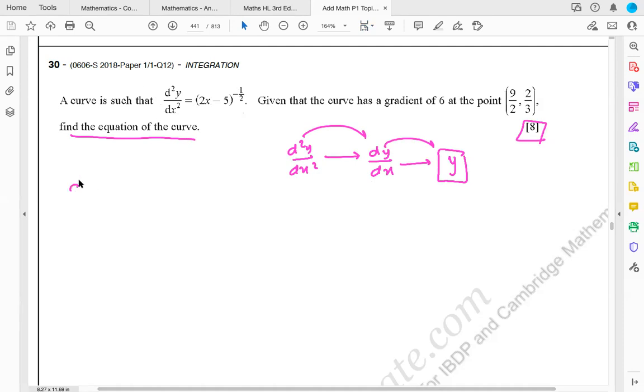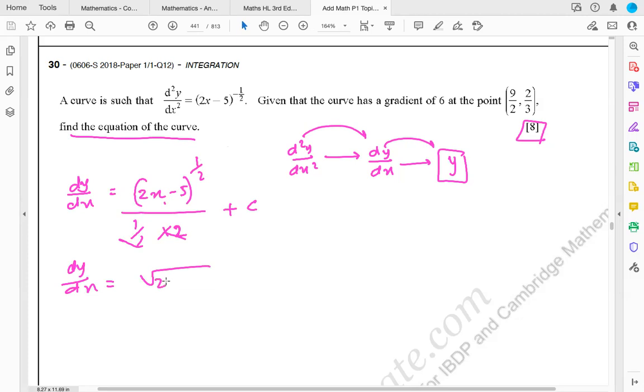So what I'm going to do is just integrate dy by dx. You're going to get dy by dx equals 2x minus 5 to the power half, because negative half plus 1 is half, upon half into 2. Divided by the coefficient of x, this is the 2, and plus c. So this gets cancelled. So your derivative expression is square root of 2x minus 5 plus c.